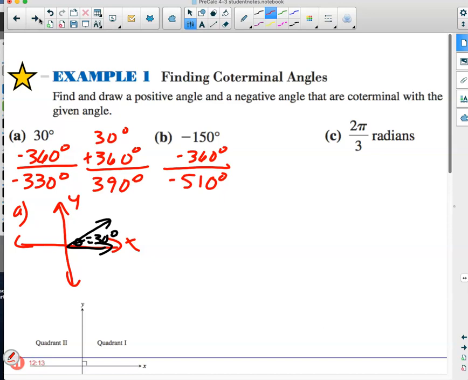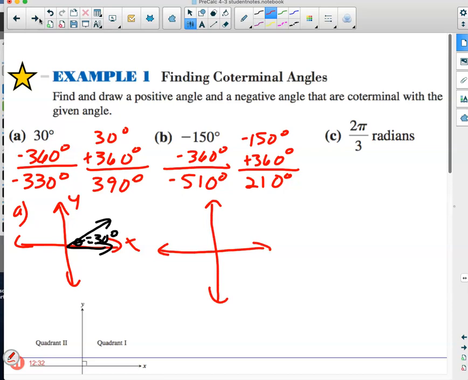So we'd get a negative 510. And then we'd add 360, and get a positive 210. And draw the original.